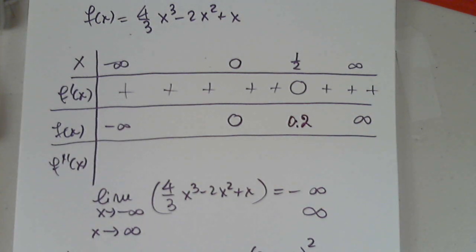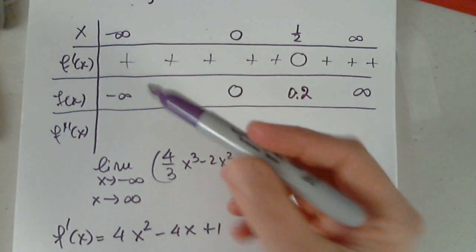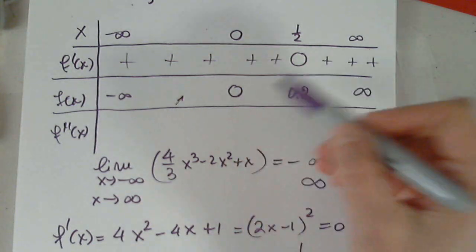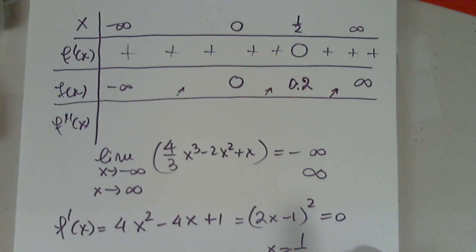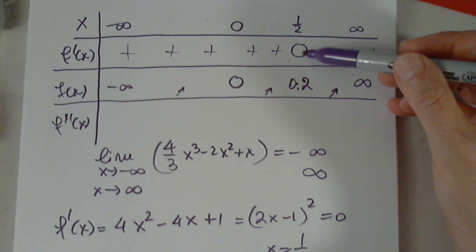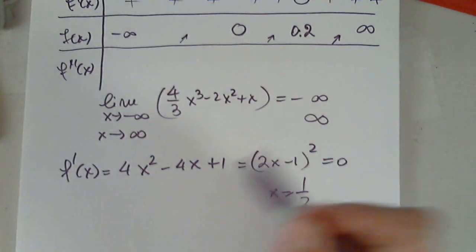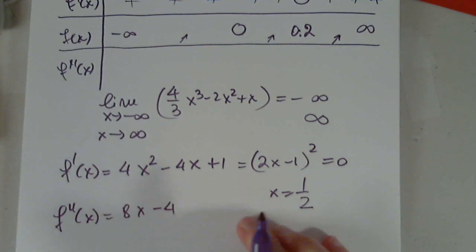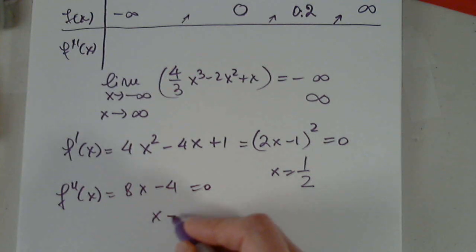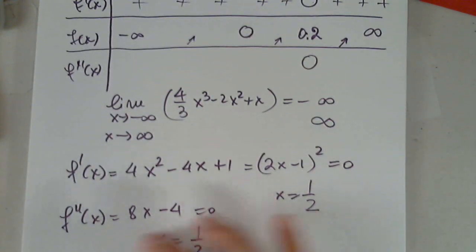Okay. So next I make sure that the two rows work well together. From -infinity to infinity, yes, that's okay. From 0 to 0.2, yes, that's okay. And obviously, this is not a local max or local min because the derivative does not change sign. And finally, I'm looking at the second derivative, which is 8x minus 4. When I set this equal to 0, I get x equals 1/2. Fine. Wonderful. So this is a linear function.